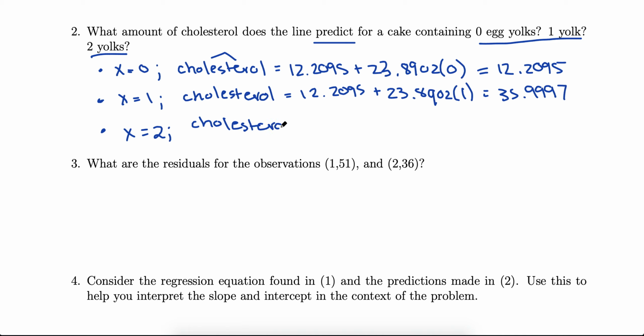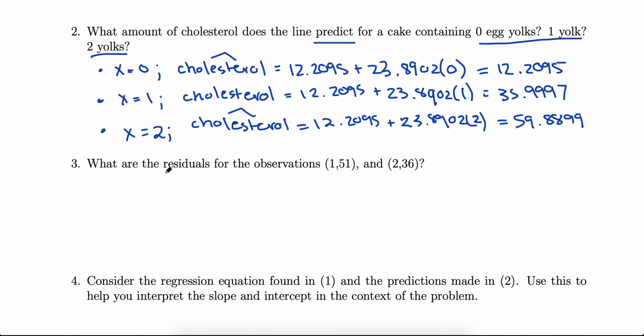If we plug in 2 for the number of egg yolks, then we get our predicted amount of cholesterol as 59.8899. Again, if you rounded differently and haven't been keeping 4 decimal places, you might get something a little bit different. But the main takeaway here: to use your line for prediction, it's as easy as plugging in the x value that you want to make a prediction about.